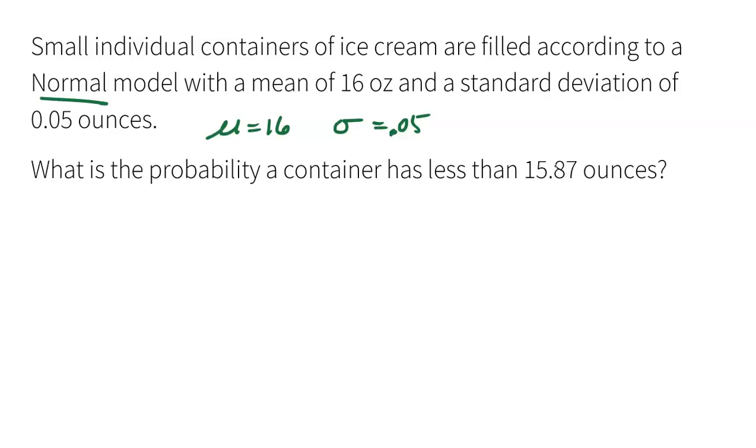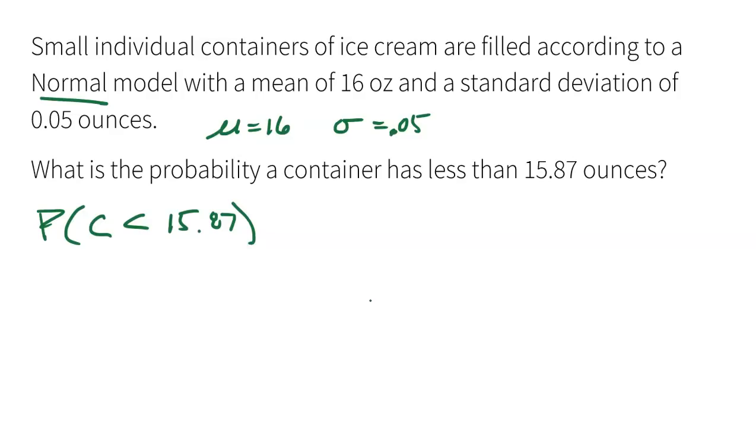Now, why is this a random variable? Well, because the outcome is a number. That's one reason why it's a random variable. Why is it continuous? Because the number of ounces, even if you just use two decimals, is 15.87, 15.88, 15.92, 16.01. I mean, the options are endless. So the question here wants us to find the probability that the container of ice cream is less than 15.87 ounces. So to do this, I need normal CDF on my calculator.